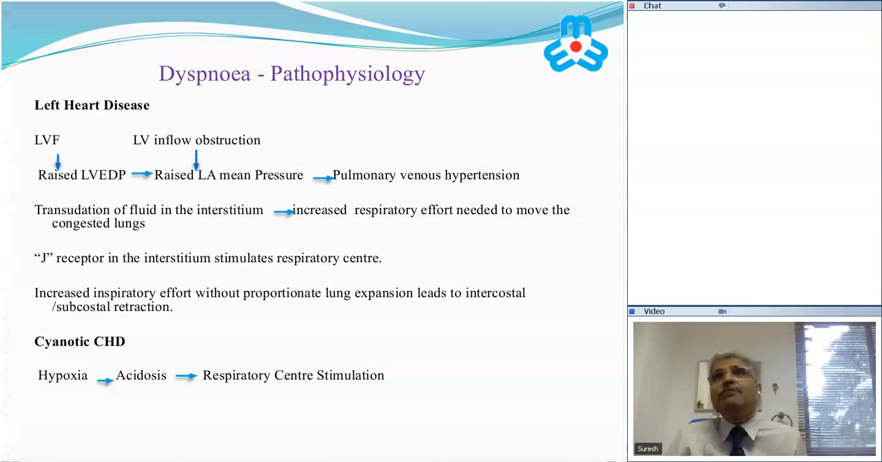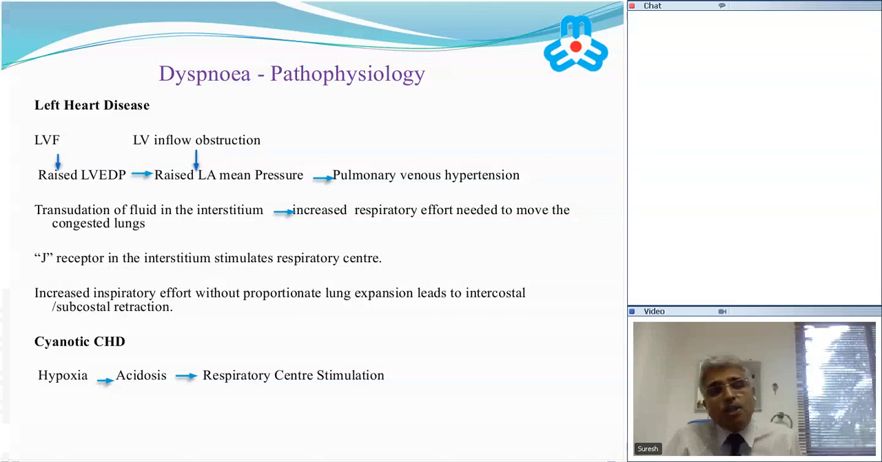But pulmonary venous hypertension leads to transudation of fluid in the interstitium. Now once the lungs are waterlogged, you need an increased respiratory effort to move the congested lungs. Not only that, you know there are J receptors in the interstitium which, if they are irritated, stimulate the respiratory center. And as a result, there is an increased inspiratory effort without proportionate lung expansion. And this leads to intercostal and subcostal retraction. This is all in the context of left heart disease.